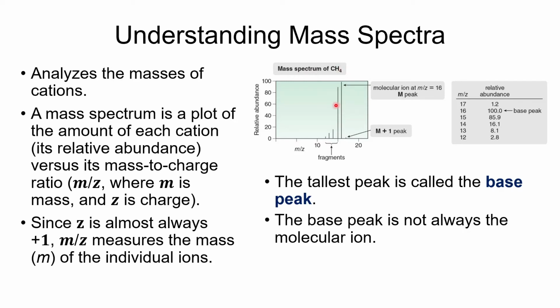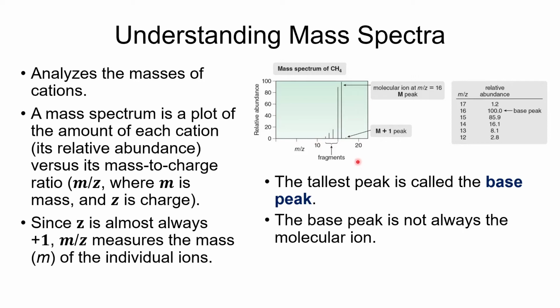We'll also observe some that are at 14. So this one is at 14, there's 13, and there is 12. We don't observe any at 11 because carbon has a mass of 12. We can't have anything smaller than that. So we won't observe anything smaller.